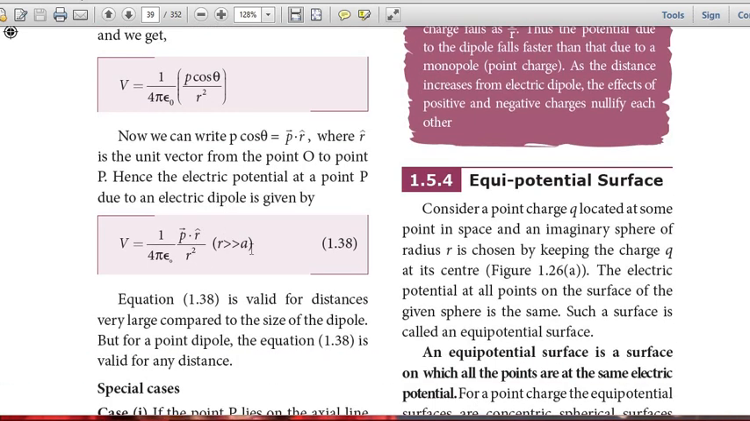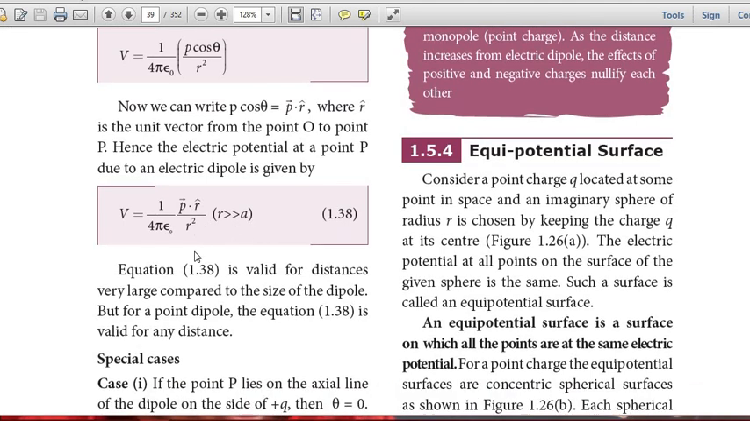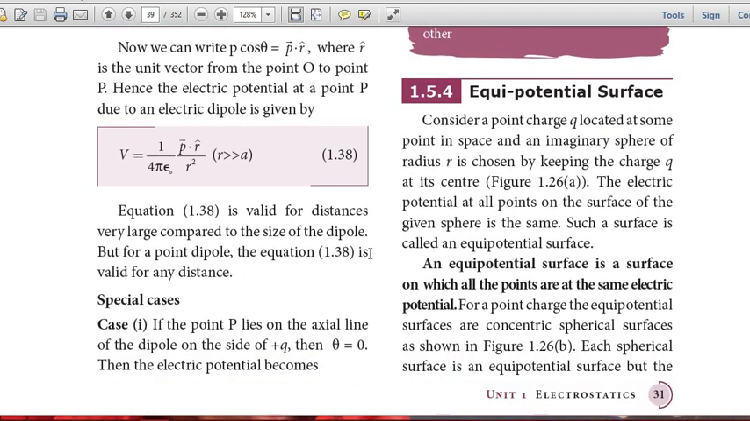Here let us look at the term R greater than A. Equation 1.38 is valid for distance very large compared to the size of the dipole. What is this equation for? When the point P is at a very large distance compared to the size of the dipole, this is the equation. But for a point dipole, the equation 1.3 is valid for any distance, so we can use this formula for any distance.